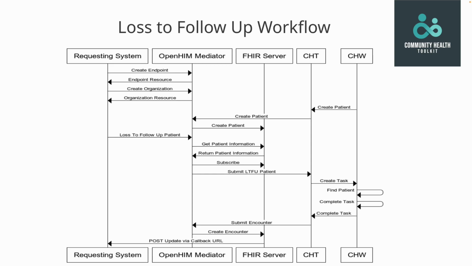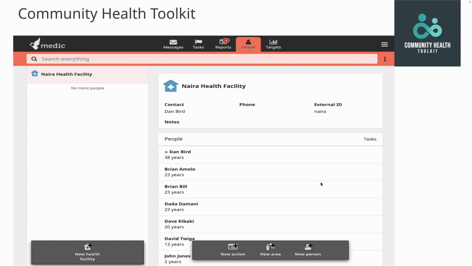That's an EMR in this case, and it's followed back all the way to the CHT, where a community health worker is able to complete this task, find the patient, and maybe book an appointment. And this is taken back all the way to the requesting system as an encounter resource, which we'll be seeing shortly. So we have a few screenshots here of the systems that we'll be looking at.